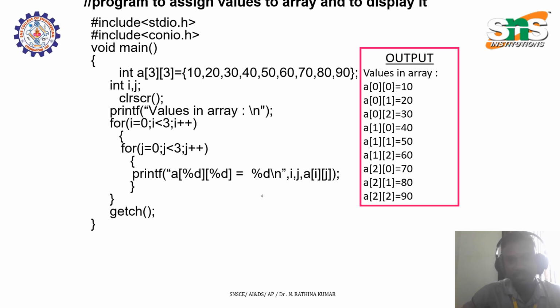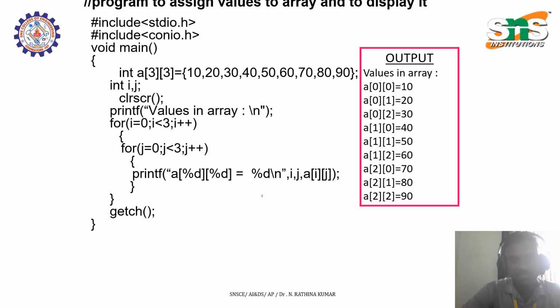This is a very simple program showing how values are assigned to an array. A program always starts with a header file. Inside the main function, we have created a 3 by 3 array, which means a matrix of 3 rows and 3 columns. Then we have assigned some values. How we can get those values is very important.